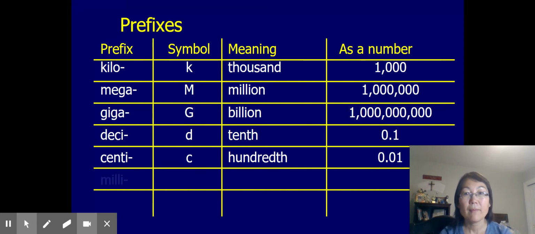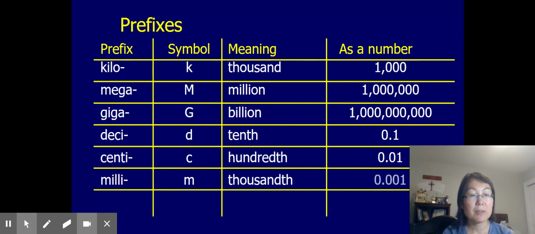Okay, so milli is even smaller. People normally use a small m to represent it. It's 1,000 times smaller. We normally see milliliter, which is 1,000 times smaller than 1 liter. A millimeter is 1,000 times smaller than 1 meter. So if you feel your fingernail, the thickness of your fingernail is about 1 millimeter.